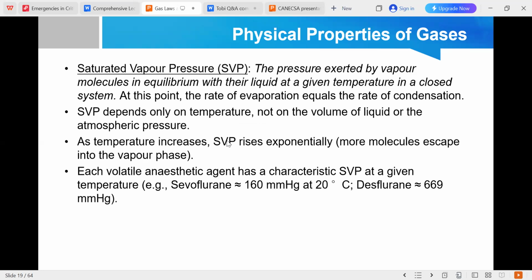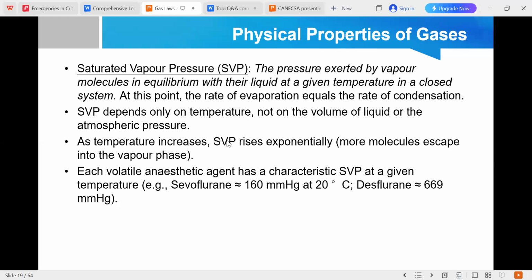The next one is saturated vapor pressure, and this refers to the pressure exerted by the vapor of a gas that is in equilibrium with its own liquid at a given temperature in a closed system. At saturated vapor pressure, the rate of evaporation is equal to the rate of condensation.